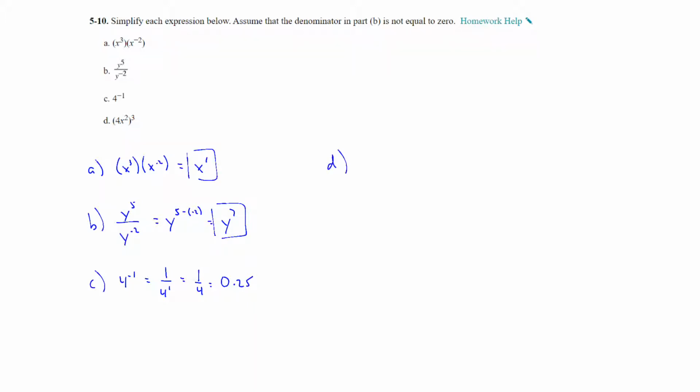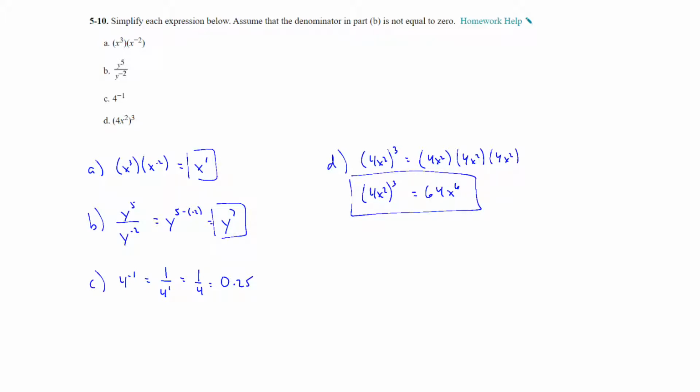And then the last one, D, we have 4x squared raised to the third. So just like the previous problem, we can expand this out 3 times, and this will allow you to see it maybe a little bit more clearly. So it's 4 times 4 times 4, which is 64, and then x to the second times x to the second times x to the second. You add those up and get x to the 6th power. And so 4x squared, that quantity cubed, gives you 64x to the 6th power.